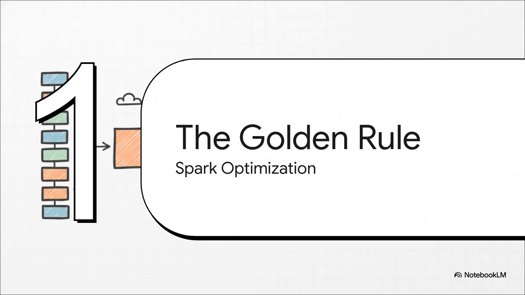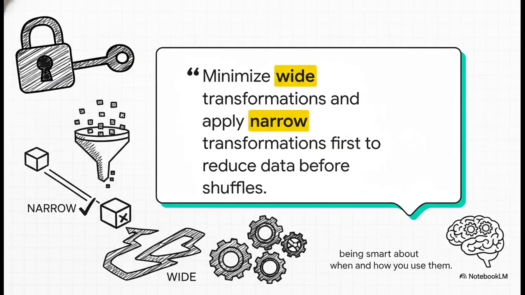So the lesson here is massive. If you want to write seriously high-performance Spark code, you need to live and breathe by one simple golden rule. Minimize wide transformations and apply narrow transformations first to reduce data volume before shuffles. This is it. This is the whole game. Now, it's not about avoiding wide transformations completely. Sometimes you just have to use them. The secret is to be smart about it and do as much work as possible to shrink your data before you trigger that expensive shuffle.